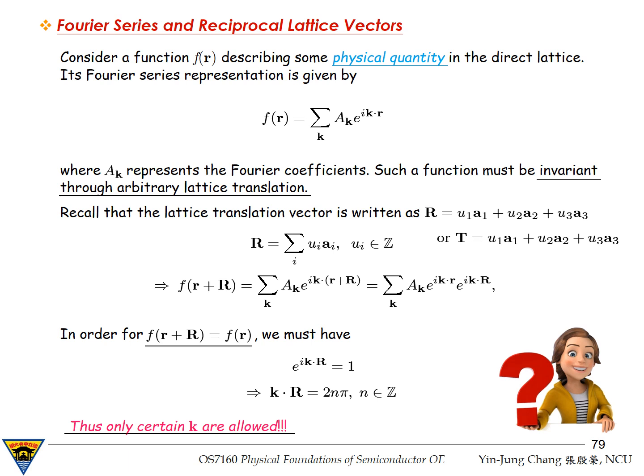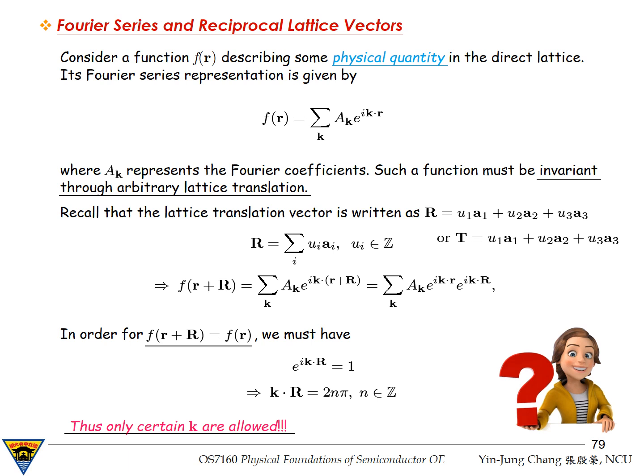Suppose we have some physical quantity in a crystal represented by a function f(r), where r is the position vector. The physical quantity could be electron density, atomic potential, charge distribution, or magnetic moment density. Because the crystal is periodic, this function must satisfy the translational symmetry of the direct lattice. This means that f(r) must repeat itself for any lattice translation vector.